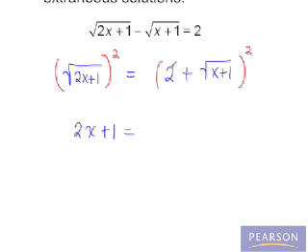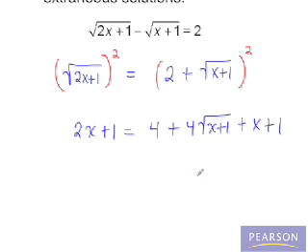So we'll go ahead and square the first term. Remember the shortcut for squaring a binomial. We square the first term, 2 squared, and get 4. We multiply the two terms together and double it. So 2 times positive square root of x plus 1 is 2 root x plus 1, and we double that and get positive 4 square root of x plus 1. And then finally we square the last term, and when we square the square root of x plus 1 we simply get positive x plus 1.